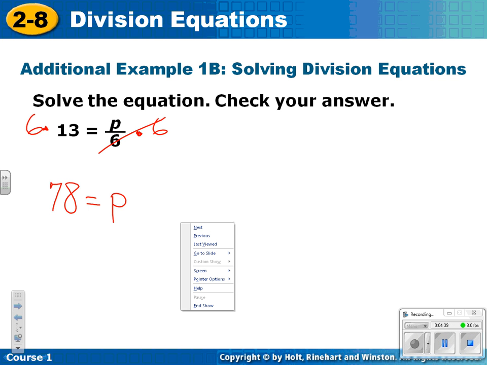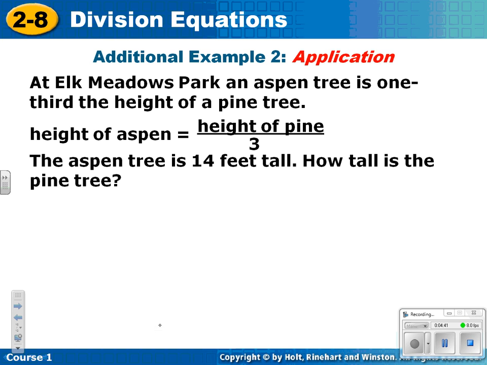See if we can find a word problem. Found one. At Elk Meadows Park, ooh, sounds like a beautiful place. At Elk Meadows Park, an aspen tree is 1/3 the height of a pine tree. So the height of the aspen equals height of pine divided by 3. So they actually give you the formula. And then it says the aspen tree is 14 feet tall. How tall is the pine tree?